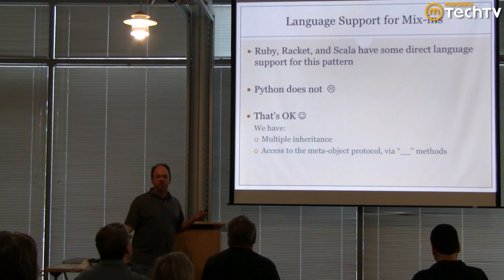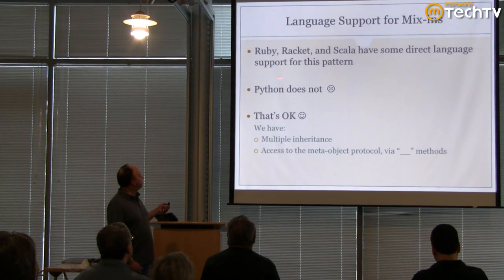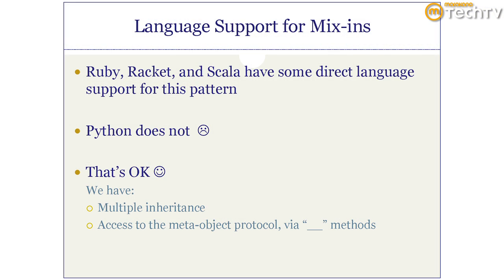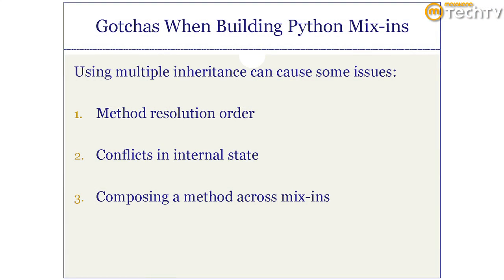So what kind of language support is there for mixins? In some other languages, they do have direct language support. Python does not, but that's okay because we have multiple inheritance and direct access to the meta object protocol. So we can do all kinds of things that will allow us to implement various mixin styles. You're typically going to use multiple inheritance to implement these mixins, and this can cause some issues. The first one is method resolution order. The second is conflicts with internal states between the classes. And the third is being able to compose methods across mixins.